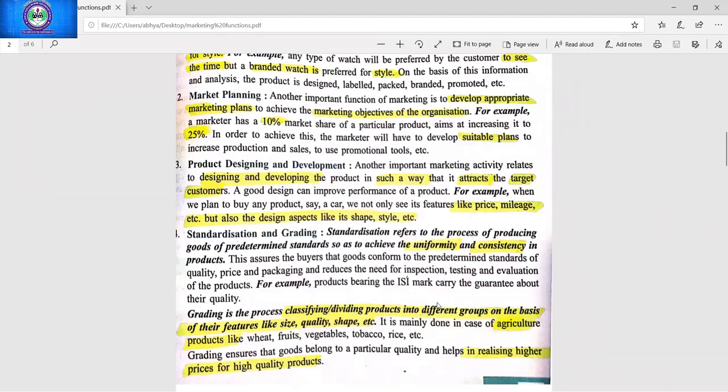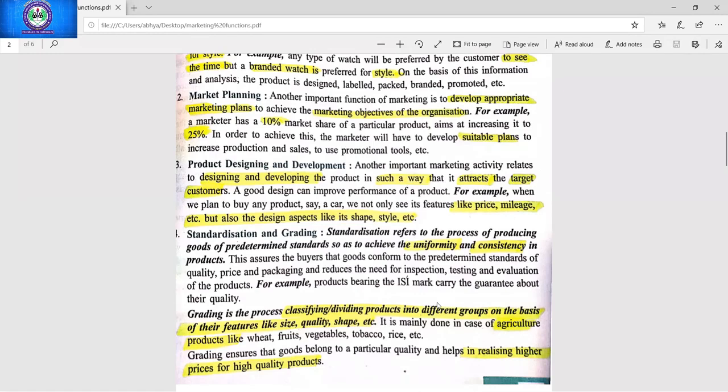So you have to also make your product standardized. Then grading. Standardization is done in many products, but grading is done only for agricultural products. Make one thing clear here: grading is done only for agricultural products, like pulses, wheat, food grains. All these are agricultural products. Spices, all the spices. So for these products, grading is done.